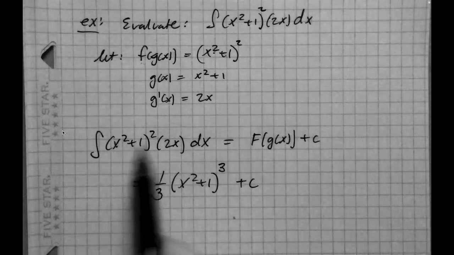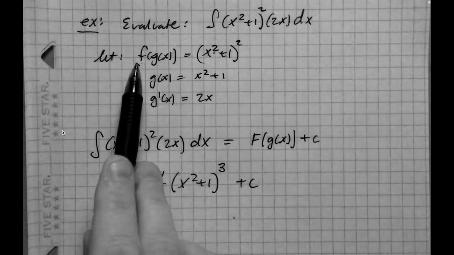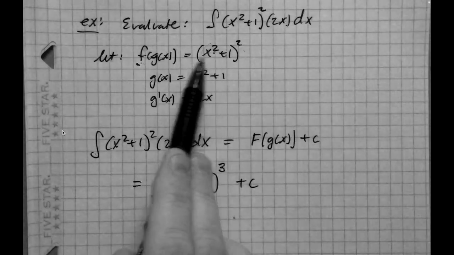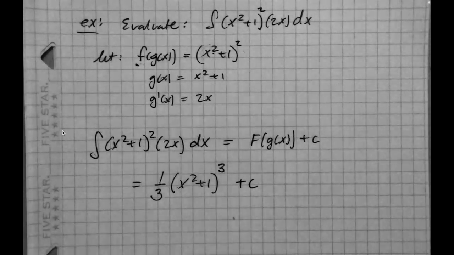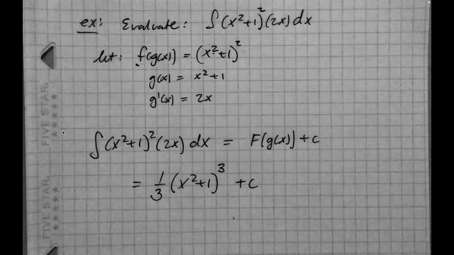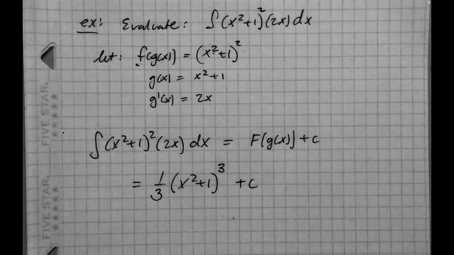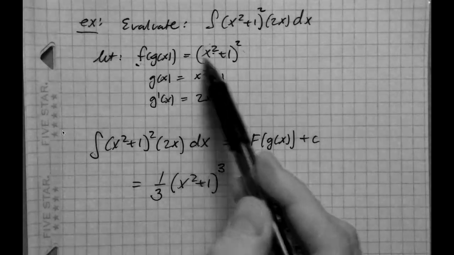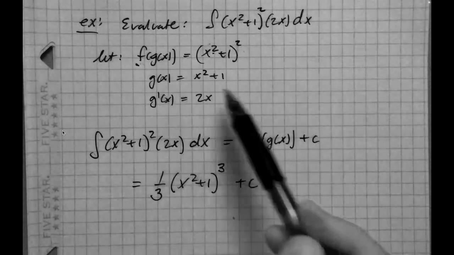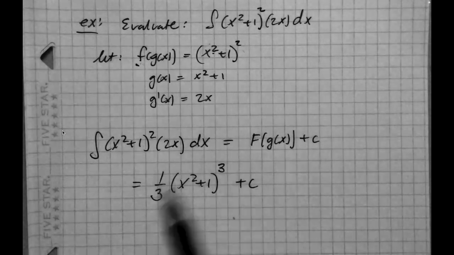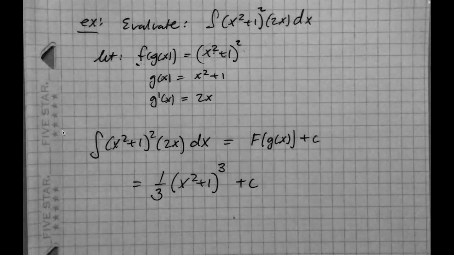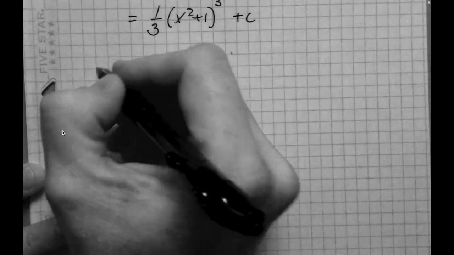So we would integrate the f part of this, which would be this thing here. This would be like that power rule. You'd raise this piece of it to the 2 plus 1 power and divide by 2 plus 1. So that's all we've done. And so the integral is really easy to find using this technique. How about another example?